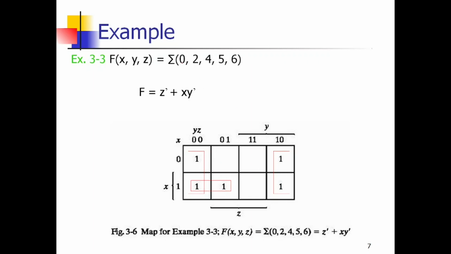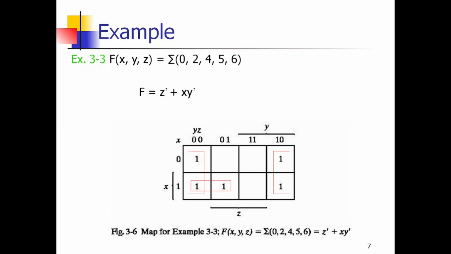So what is given? 0, 2, 4, 5, 6. So this is m naught. Here we have to plot 1. Here we have to plot 1. So 0, 1, 2, 3 we don't have, 4, 5, 6 we are having, 7 we don't have. So the min terms given in the problem have to be plotted as 1 in the K-map. The corresponding squares have to be plotted with 1.